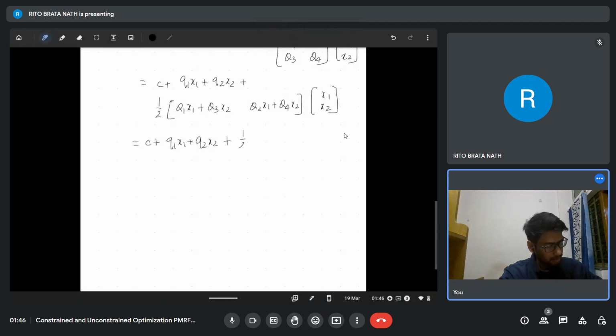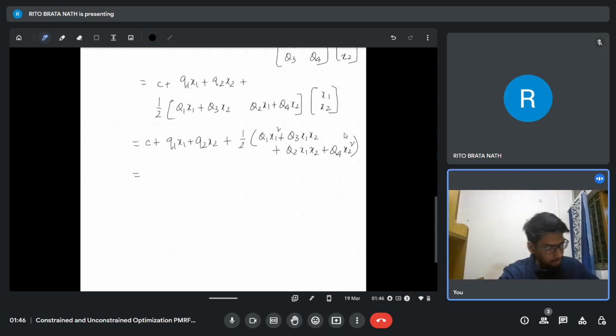Plus half times it will be Q1 x1 square plus Q3 x1 x2. That's another term, Q2 x1 square. Sorry, it will be multiplied with the second term, so it will be Q2 x1 x2 plus Q4 x2 square.